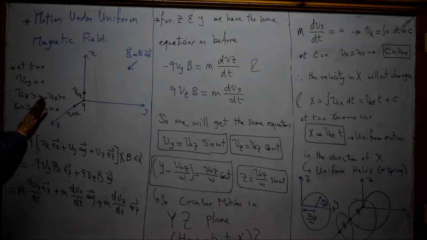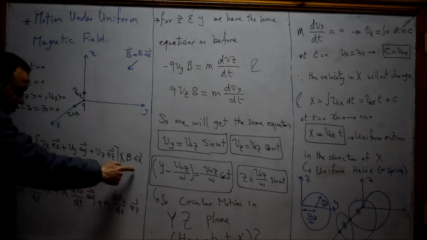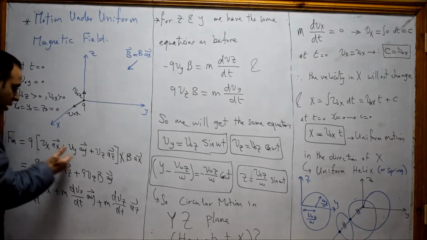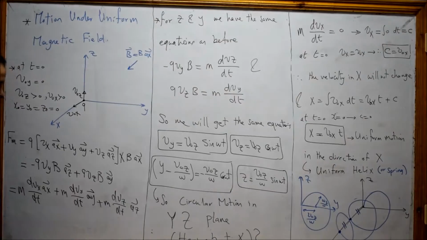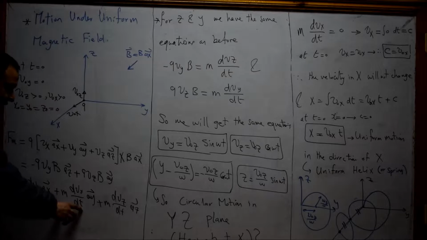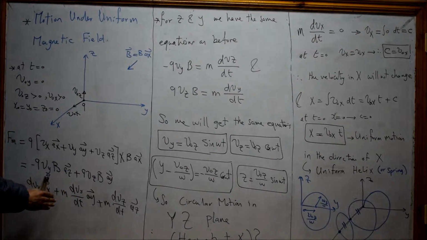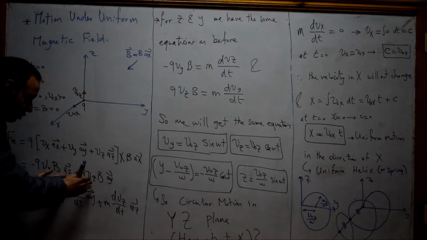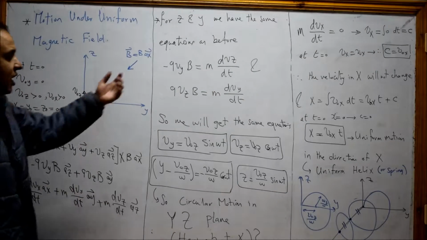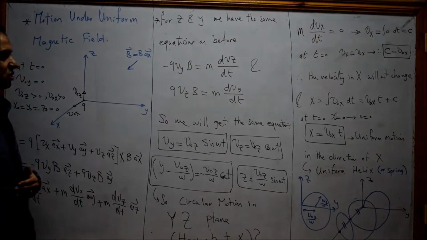We will start by the same equations we started with in the last lecture. Fm equal to q v cross b. Applying the cross product, we will get these two terms. And this force is equal to acceleration in the direction of x, acceleration in the direction of y, acceleration in the direction of z. Equating the terms in the direction of x here and here, y, z and z. For y and z, we will have the same two equations we got in the last lecture.